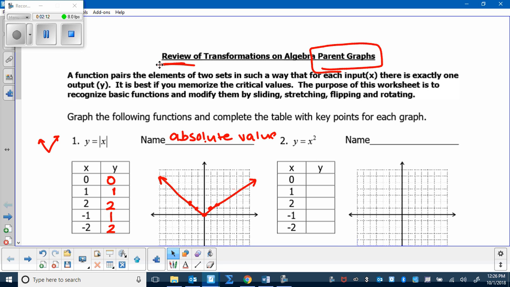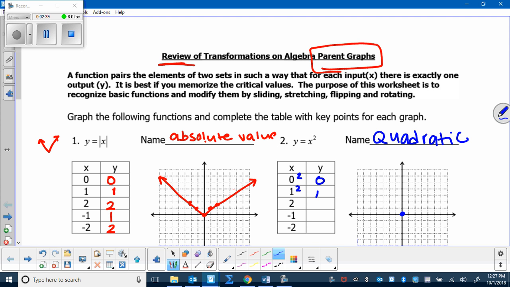So your basic parent function for x squared, this got some of you on your first test. This is called a quadratic or a parabola. The only type of function that can be quadratic is a square. Not 4, not 6, not 8, a square. Okay, so if you plug all these numbers in, 0 squared is 0. So 0, 0 is a point. 1 squared is 1. So 1, 1 is a point.